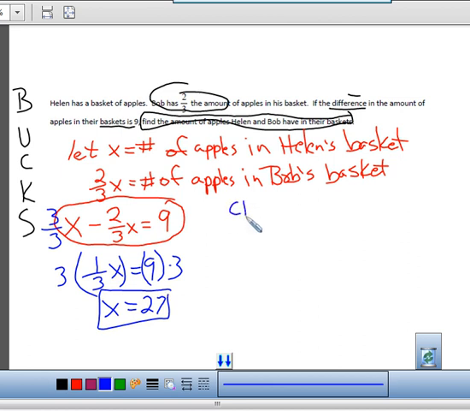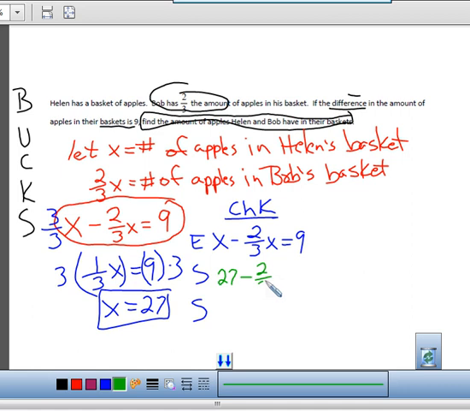Let's do the check first this time, just to make sure it works out. Alright, so the check. X minus 2/3 x equals 9 is my equation. So now I'm going to substitute 27 in. So I get 27 minus 2/3 times 27, or of 27, equals 9. And 2/3 of 27 is 18. So 27 minus 18 is 9, so 9 equals 9. This checks out beautifully.